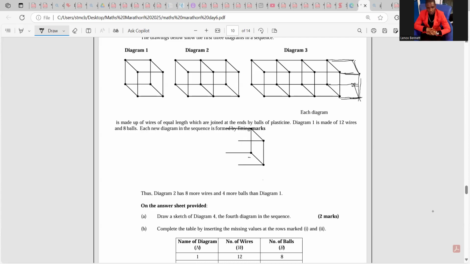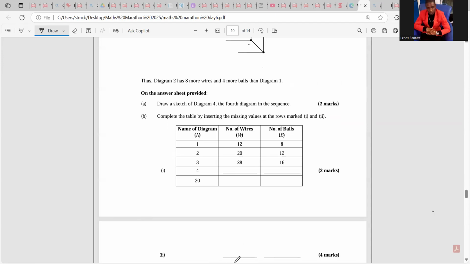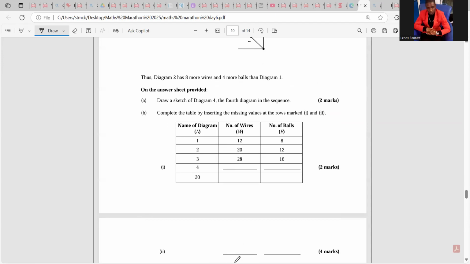Alright, I'm gonna try to figure out the puzzle part. It's on the sheet provided. That's gone already, guys. He said draw a sketch of the fourth diagram, so we drew that already. This is what you guys will do now: complete the table.